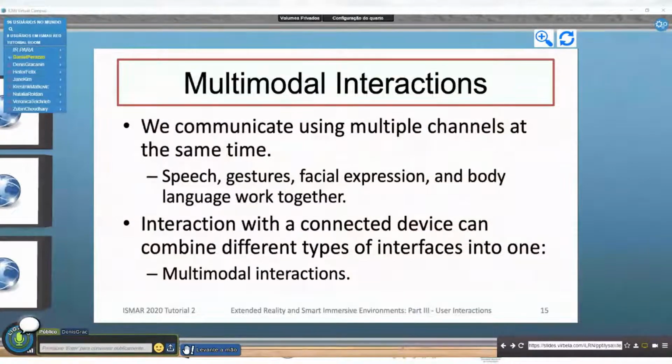One way to deal with that is to provide multimodal interaction. Because we communicate with the world around us using multiple communication channels. So, constant speech, gesture, body language, facial expression, that's an example of communication channels in social interaction. Similarly, when we're talking about an interactive device, we can combine different types of interfaces to have one multimodal interaction.